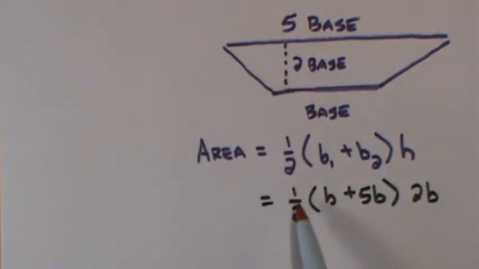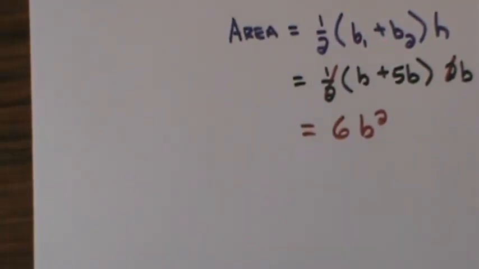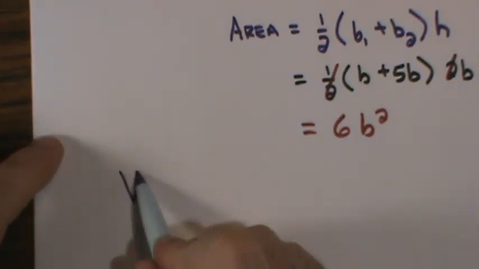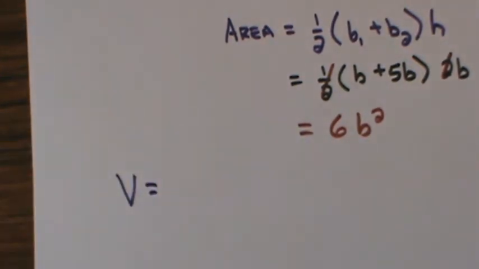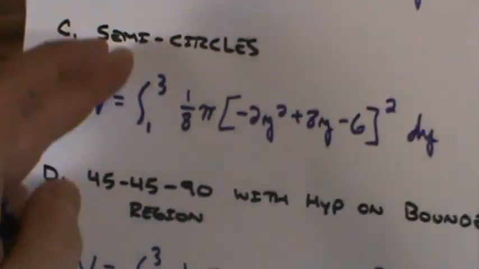Fortunately, the 1/2 and the 2 could cancel out. And B plus 5B is 6B. 6B times B would be 6B squared. Which means that when I want to do this volume now, I can simply say the volume equals, and I'm just recycling what I used a minute ago. I'm using all this stuff here.